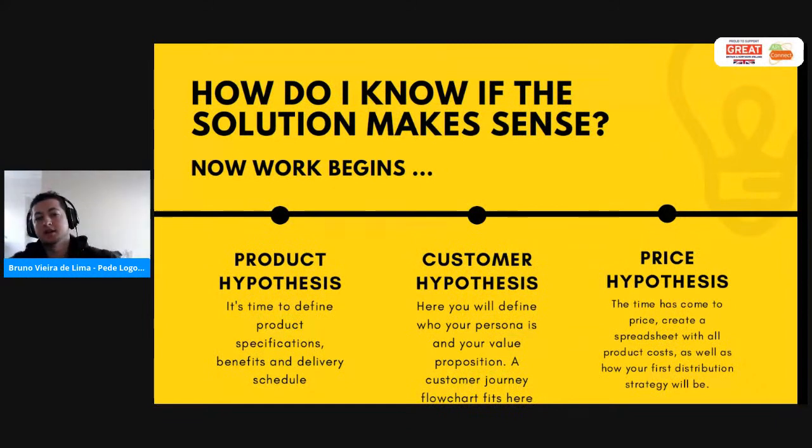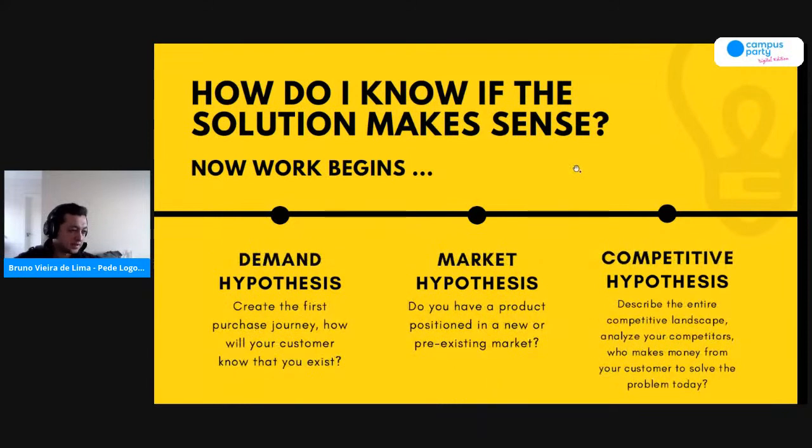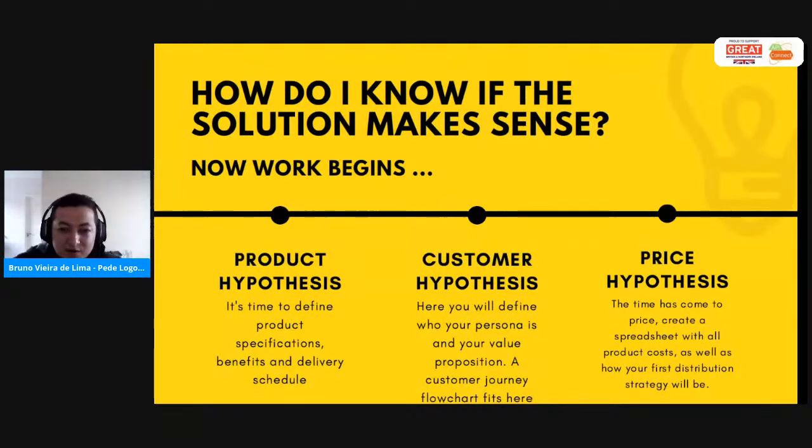Okay, and now the work begins. You have a product hypothesis, you have a customer hypothesis, you have a price hypothesis, you have a demand hypothesis, you have a market hypothesis, and you have a competitive hypothesis. So first, you have to create the first customer journey. What do people have to do to be able to buy from you?